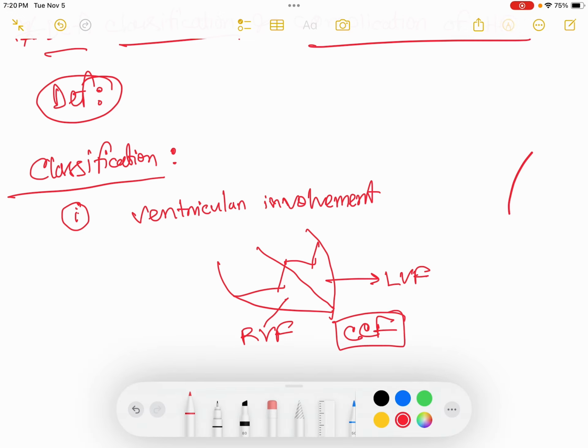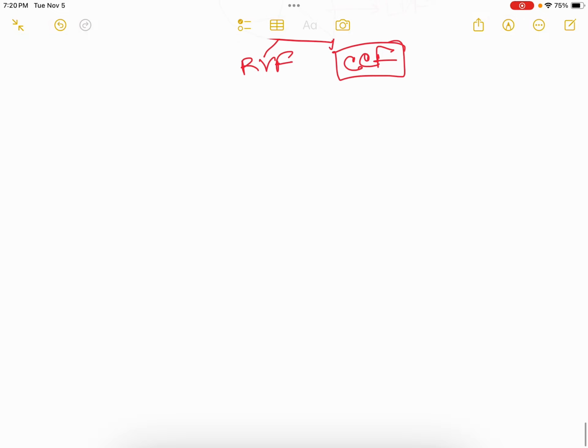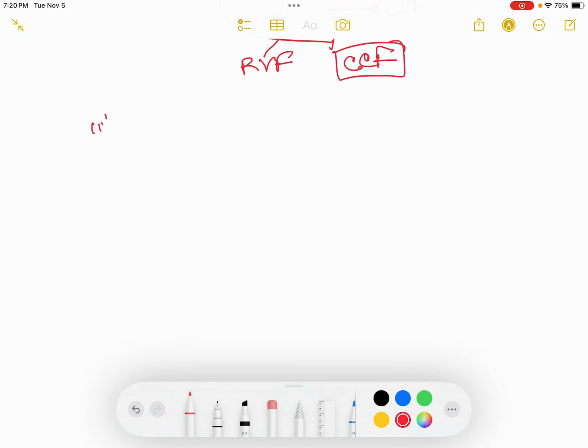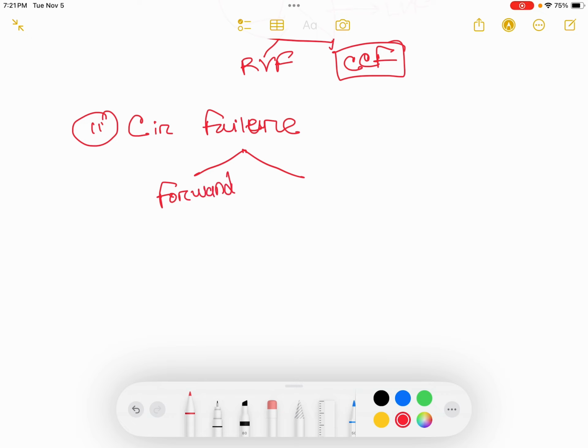Next, number 2, on the basis of circulatory failure, it is of two types. Number 1, forward failure, and number 2, backward failure.